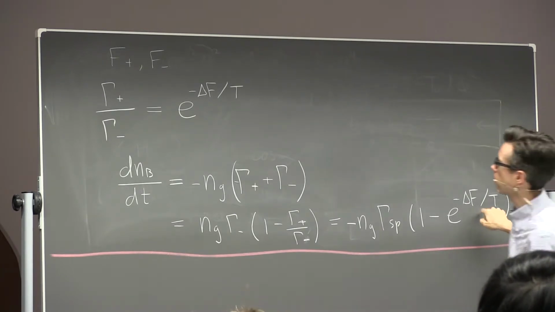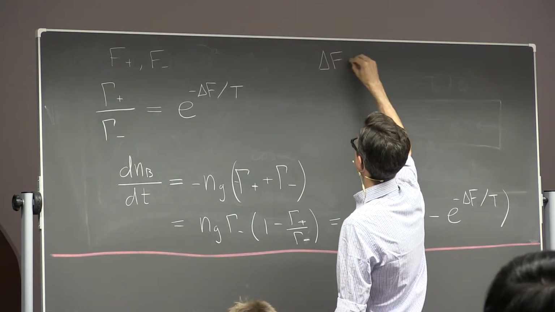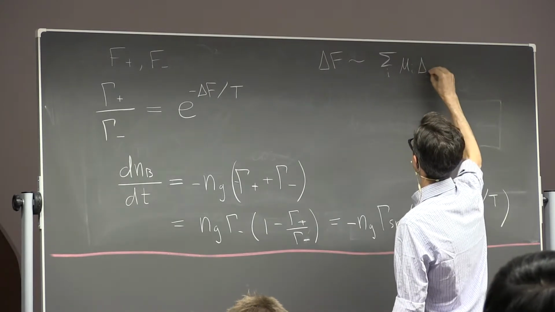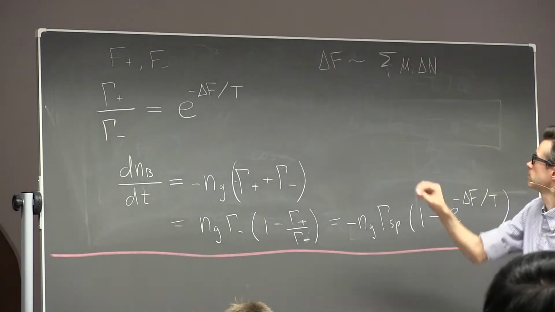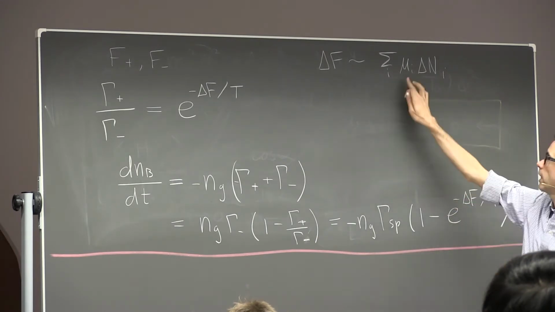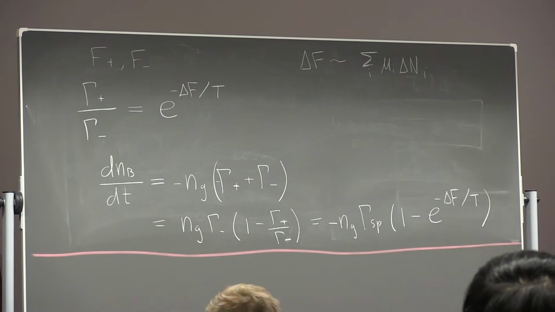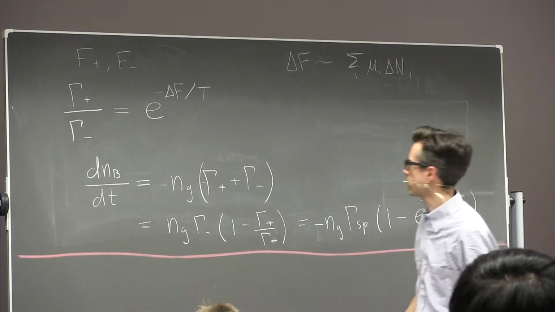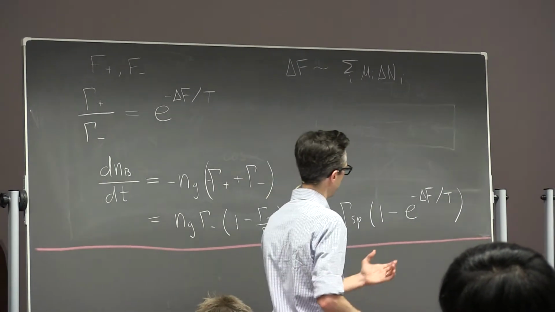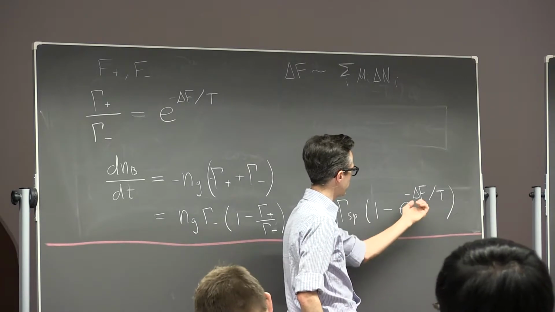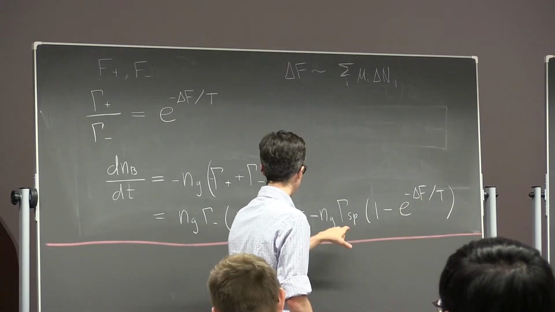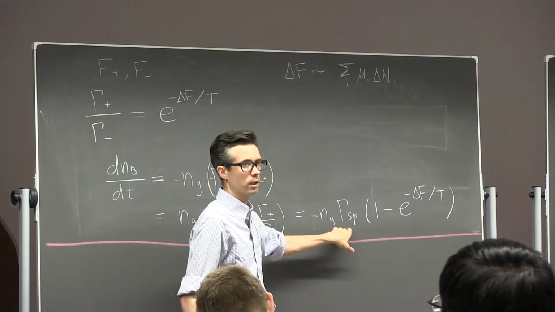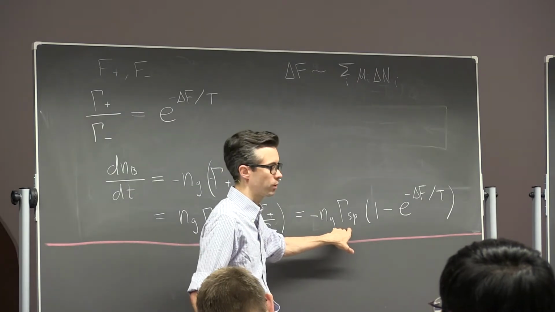And now to get this, I use the fact that my free energy difference is going to look something like the sum over all the particles in my system of mu delta n, where delta n is the change in the number of particles, and mu is my chemical potential. So this is just the contribution of number densities to the free energy. I plug it in here for the result for baryons to get my delta F. I expand this, assuming delta F over T is very small. And I've identified gamma minus as being very similar to gamma plus, and identify gamma minus as just the regular sphaleron rate per unit volume.